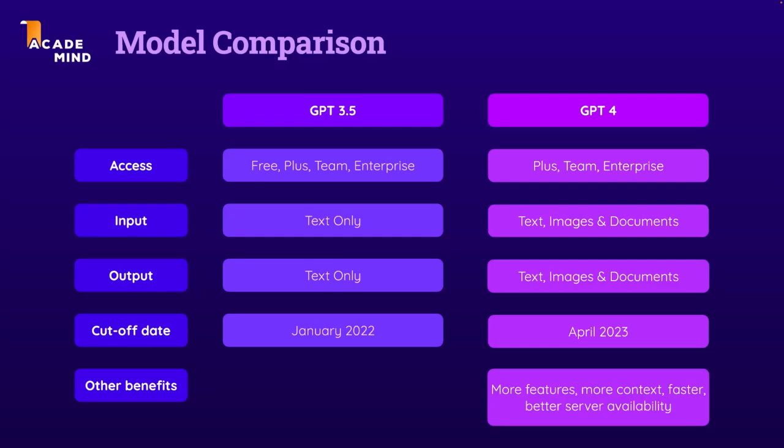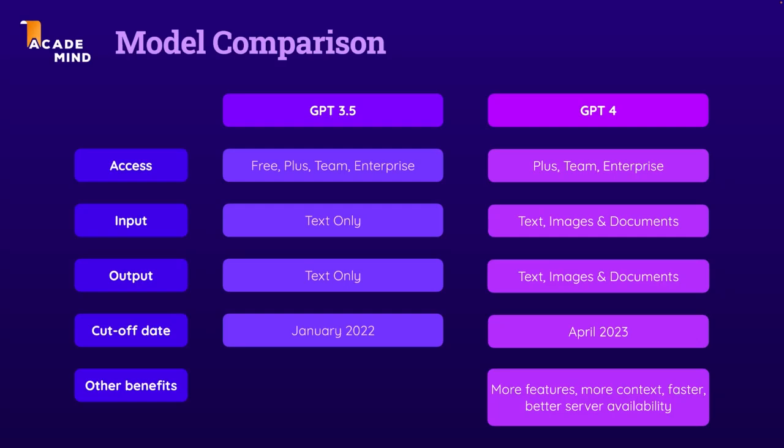These features include DALL-E to create and analyze images. It also comes with a browsing feature. So although we have the cutoff date of April 2023, we can also retrieve latest information from the internet in our conversations. GPT-4 also provides more context, so it can remember more things, more information inside a conversation. It is the faster model, and it also comes with better server availability.